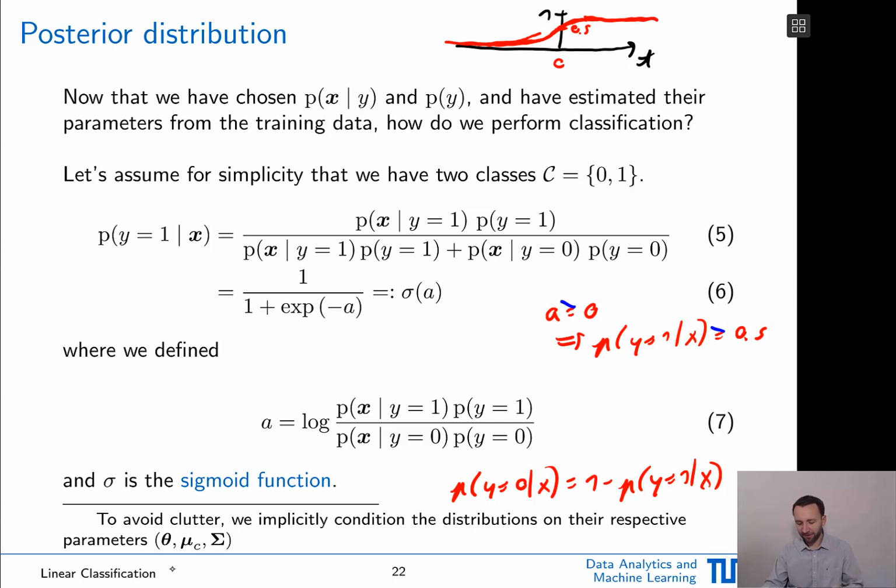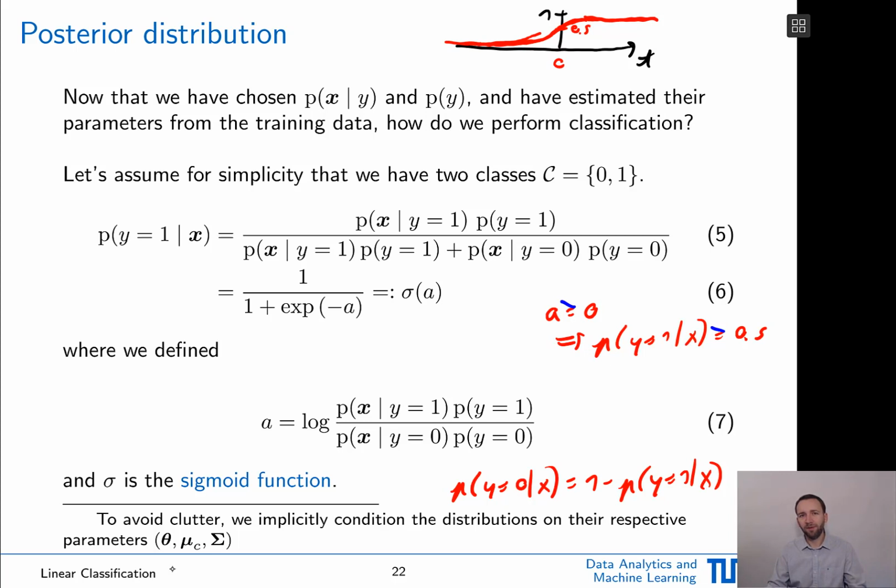It's larger than 0, sorry. Right? So larger than 0 means it's class 1. Smaller than 0 means it's class 0. And this should remind you somehow already of what we discussed in this hard decision boundary case. Right? In the perceptron, for example.